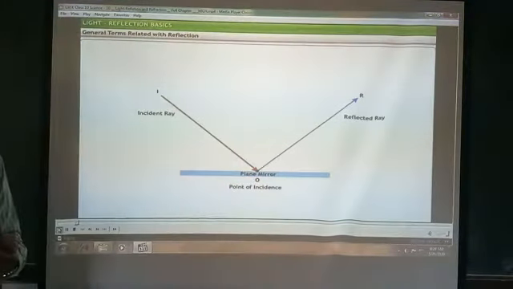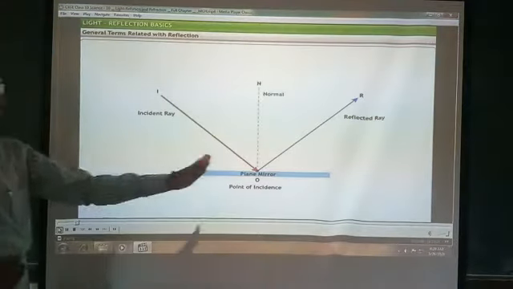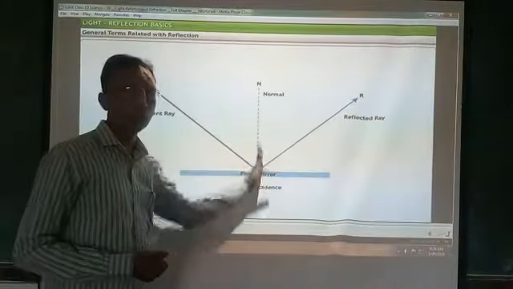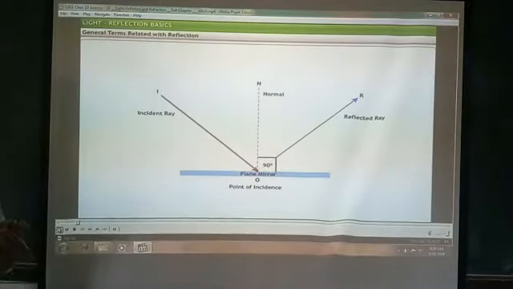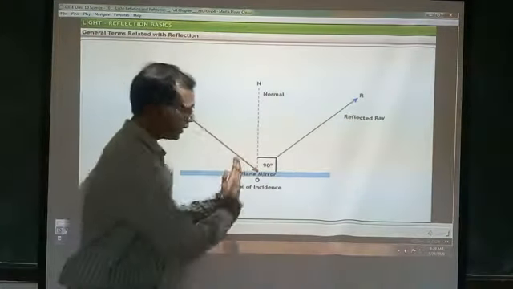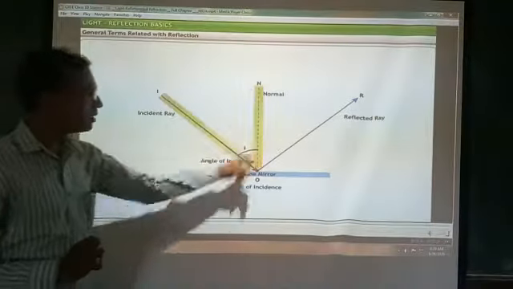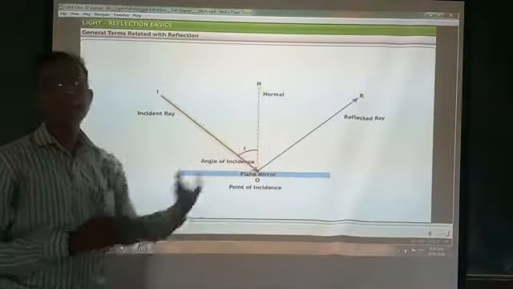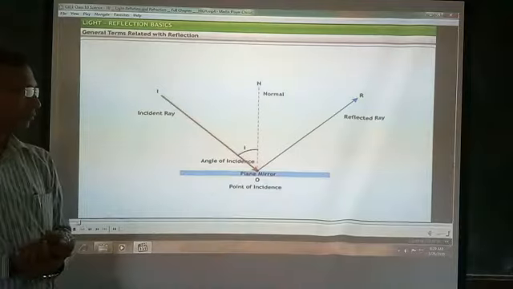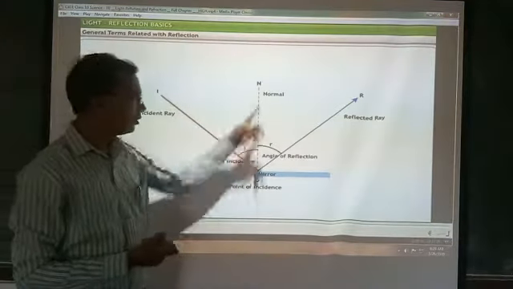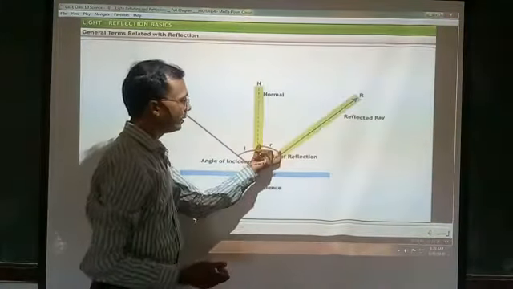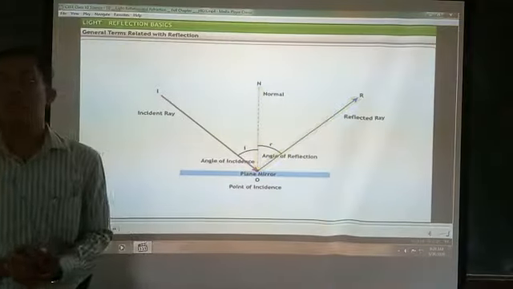From the point O, draw the normal. The normal ray and the plane surface make 90 degrees. The angle between the incident ray and the normal is known as the angle of incidence. Similarly, the angle between the normal and the reflected ray is known as the angle of reflection.